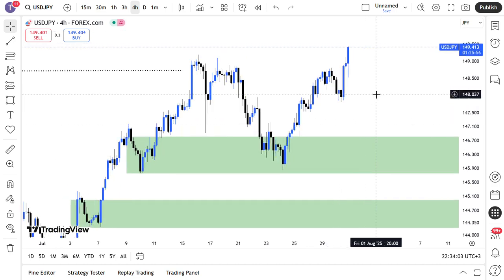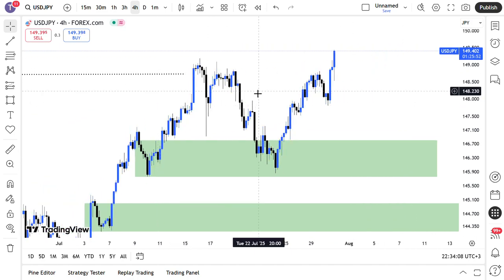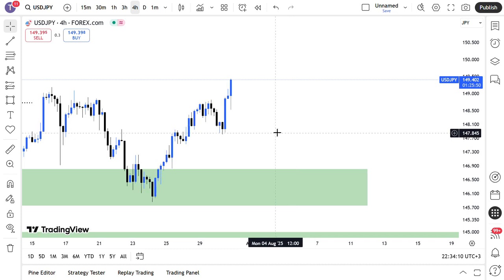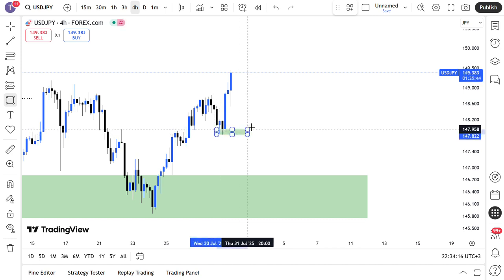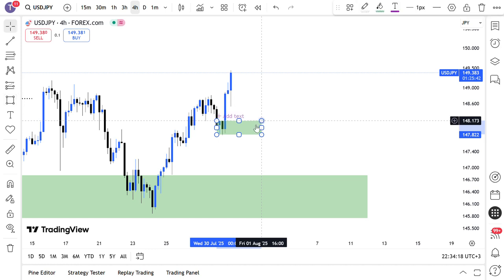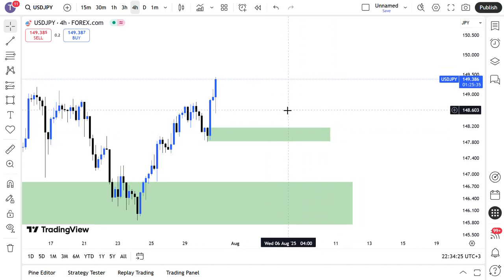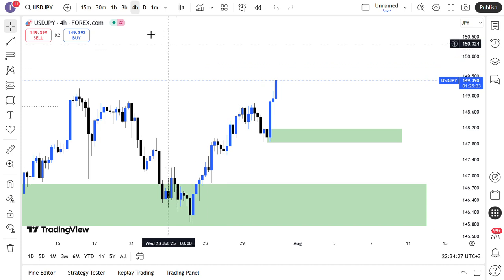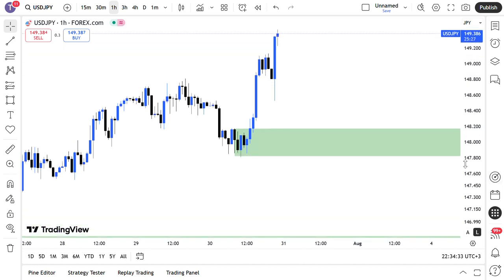So currently I'm looking for buys from this area. There is an order block left behind, so we will see what the market will be doing tomorrow and let's say maybe Friday. So this is a zone that I will be looking for buys, and I'm going to show you why. So let's drop down to the 1 hour time frame.